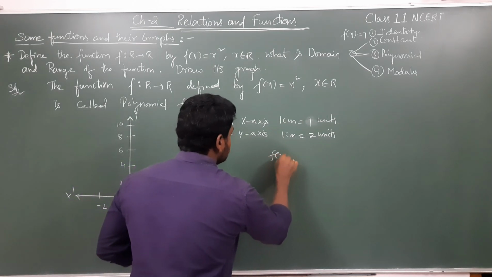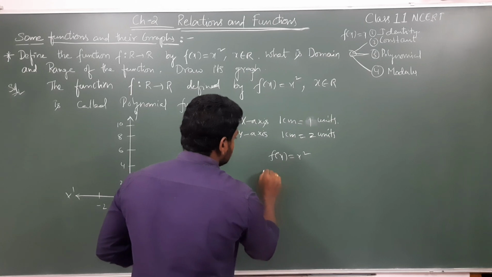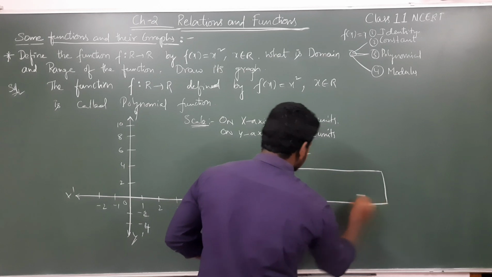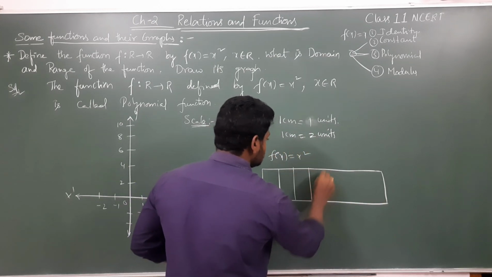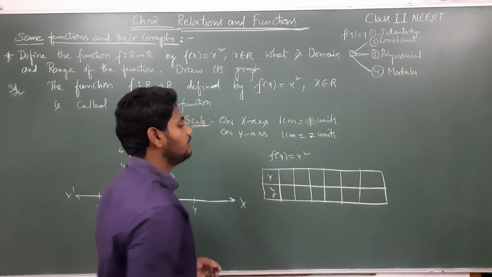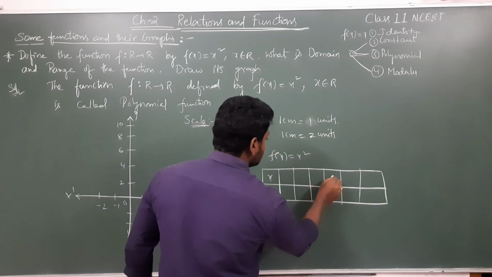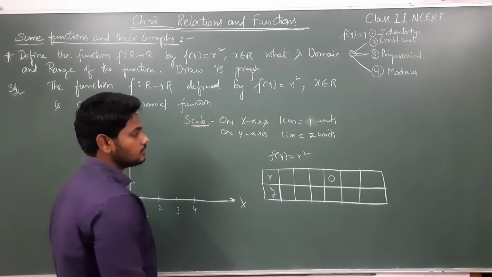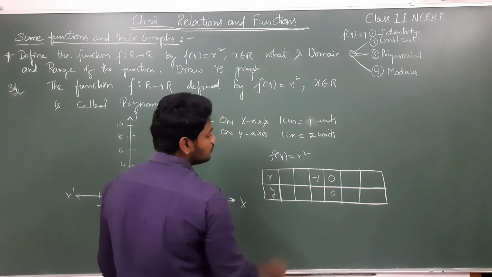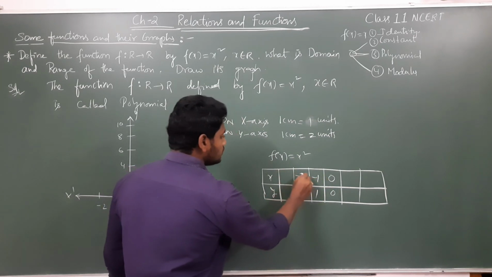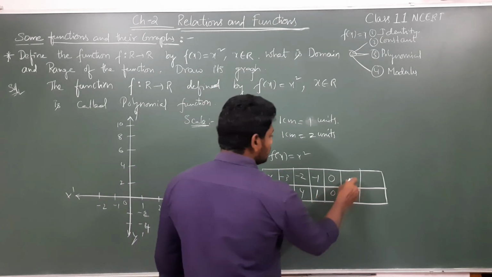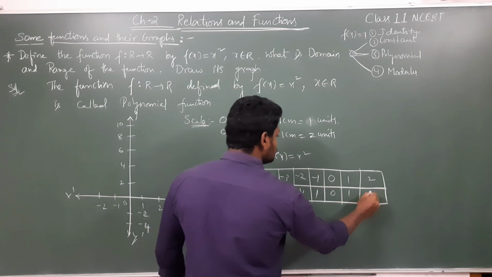What is the function? f of x equal to x square. If you draw that table, you can easily identify. These are x values, these are y values. If x value is 0, what is 0 square? 0. If I substitute minus 1, whole square, how much? 1. Minus 2 whole square? 4. Minus 3 whole square? 9. Next, if I substitute 1 and 2: 1 square is 1, 2 square is 4.